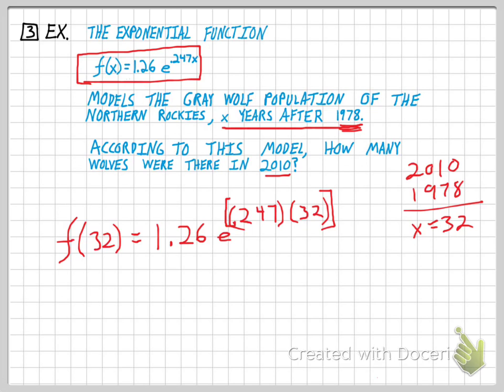Alright, so typing that in, you get about 3,412 wolves. So just in about 30 years, that population has grown from a very small amount of wolves to over 3,000, according to this model.